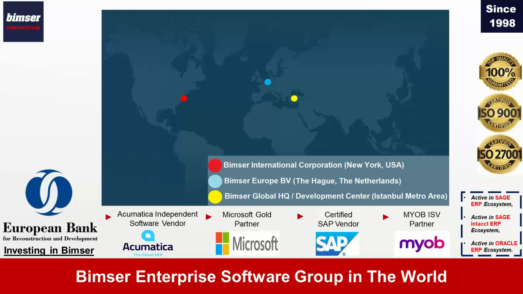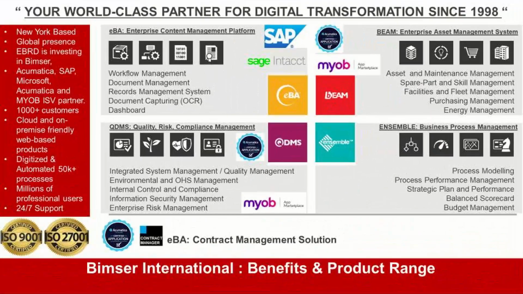For example, Acumatica is one of them that we are working with, and also Microsoft, SAP, MYOB, and the Sage ERP ecosystem, and other ERP systems as listed on the screen. As for quality management system, we are ISO 9001 certified and ISO 27001 certified. So we have policies and procedures in place to make sure we always deliver the highest quality of our products at every single project.